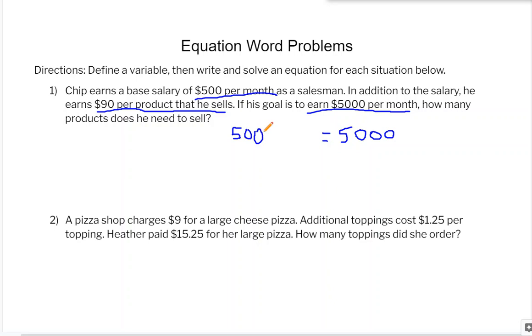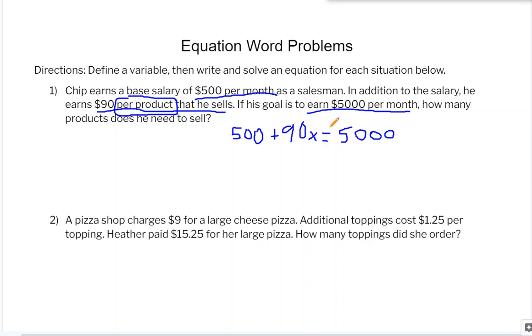Since we're just doing 1 month, I don't need a variable there. But then he also earns $90 per product he sells. This per product he sells is my variable. I don't know how many products he needs to sell to get to $5,000. So I'm going to take my base salary of $500 and add 90 times X. That's my variable, where I can use P for products, whatever you want to use. So I get my $500 base plus $90 for every item that I sell, and I want it to equal $5,000. That's how much I want to make per month.